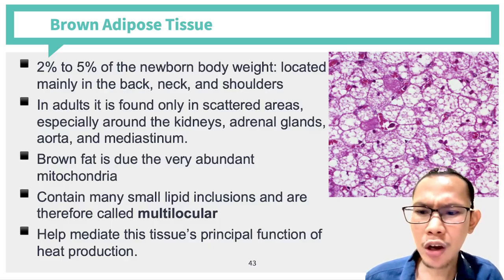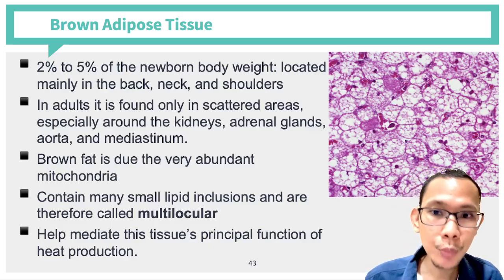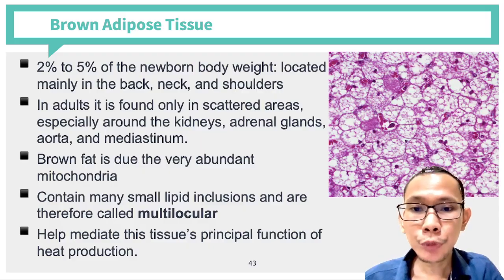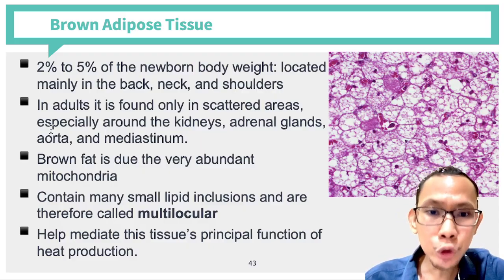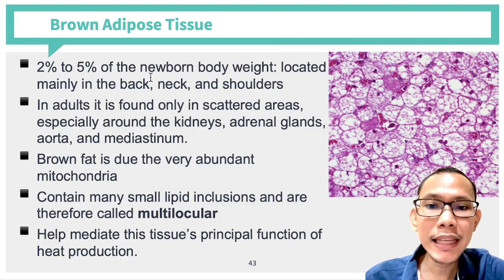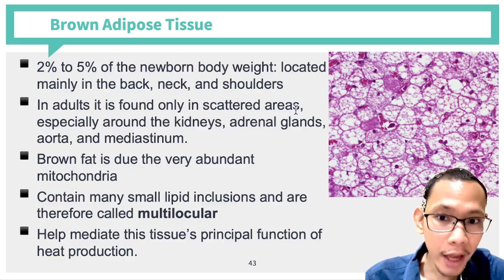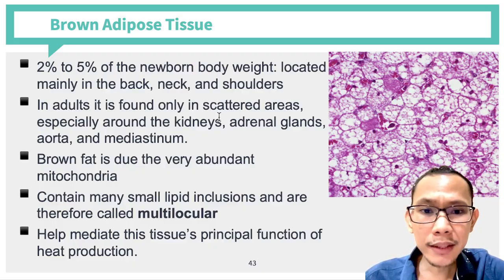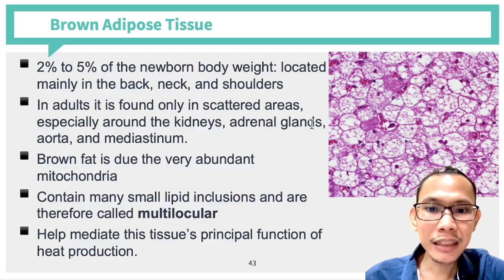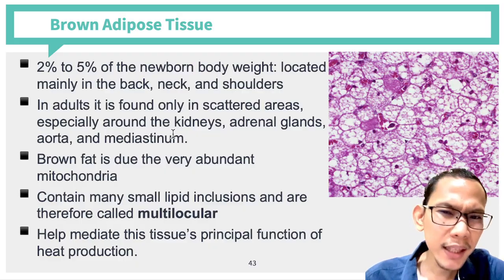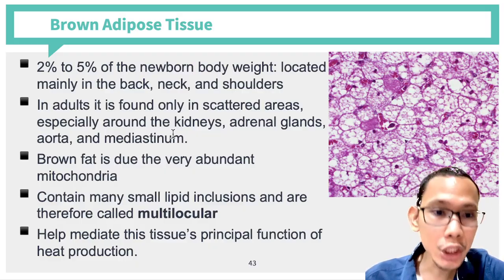Now, Doc Von, how about brown adipose tissue? Brown adipose tissue is 2% to 5% of the newborn body weight, located mainly in the back, neck, and shoulder. So newborns have a lot of brown adipose tissue. In adults, it is found only in scattered areas, especially around the kidneys, adrenal glands, aorta, and mediastinum. Now, the question: why do we call it brown adipose tissue?